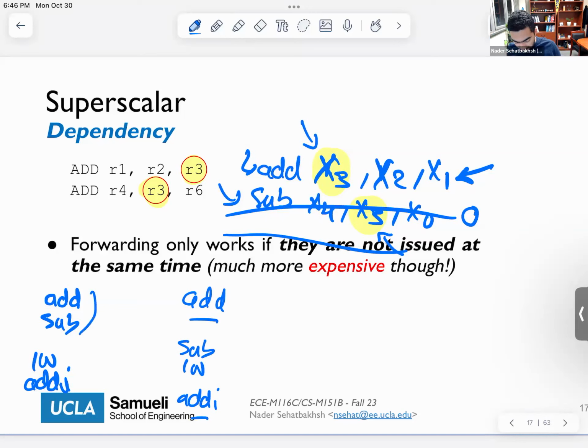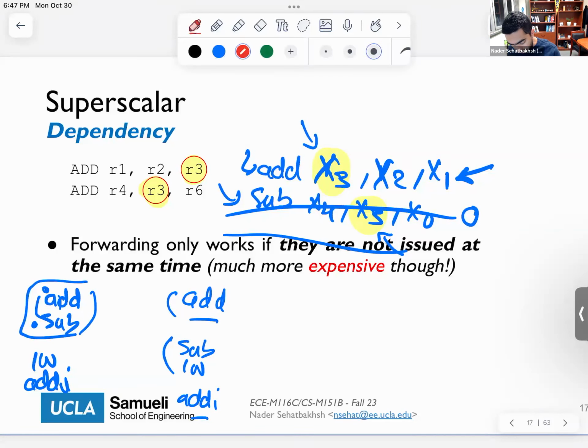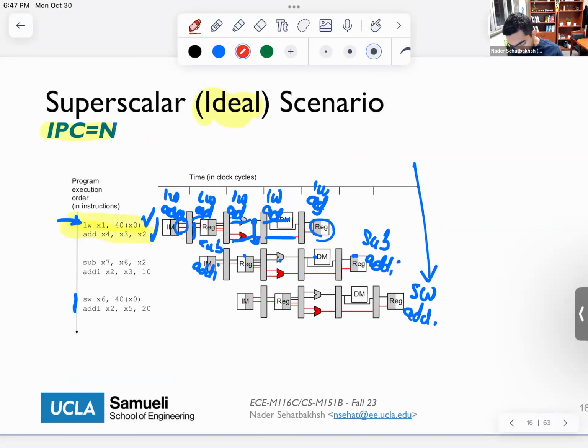But I cannot issue these two if there's a dependency between these two instructions, right? And then it's really hard to fix that dependency if you want to forward from this instruction to this instruction, okay? But for example, if I do something like this, then I can forward this into the next cycle, and then I can basically forward from here to here. But even then, the forwarding would be very expensive. Why? Because now I need to forward two ways, right?